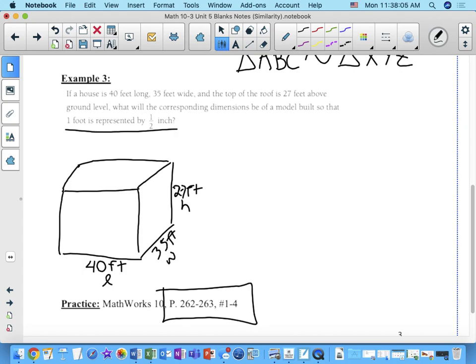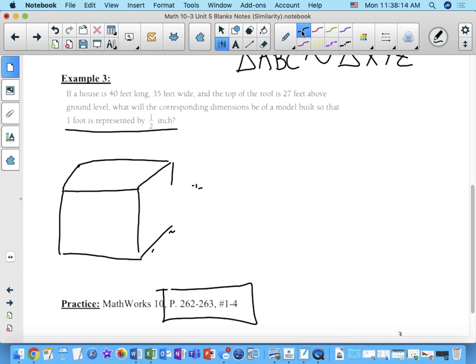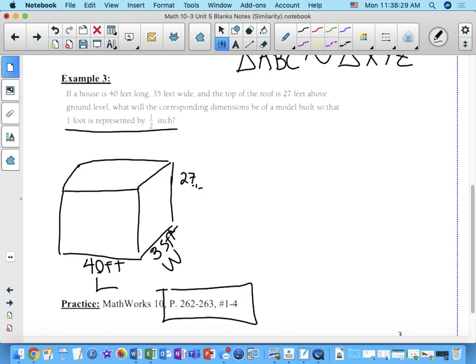Okay? So what I'm going to do, actually, I'm going to use capital letters. So let's make this 40 feet, and this is the actual length. 35 feet is the actual width, and 27 feet is the actual height. Okay? Now, if we want to find the model, yeah.